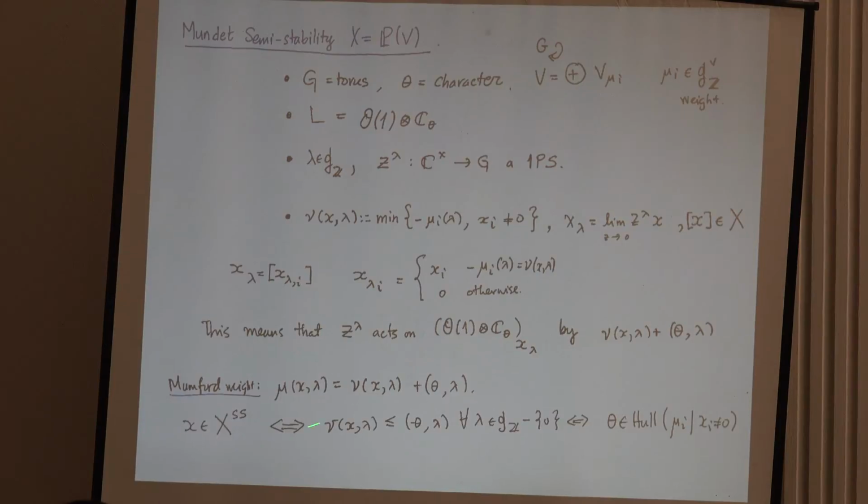And so you say that this point is semi-stable, and I am assuming semi-stable is equal to stable, if this is smaller or equal than 0 for all one-parameter subgroups. So x is going to be semi-stable if this is smaller or equal than 0 for all one-parameter subgroups. And this is equivalent to a complete combinatorial description. So I can define the hull of these weights, and then if theta happens to be inside the hull, then you say that the point is semi-stable. So it's a completely geometric characterization of semi-stability.